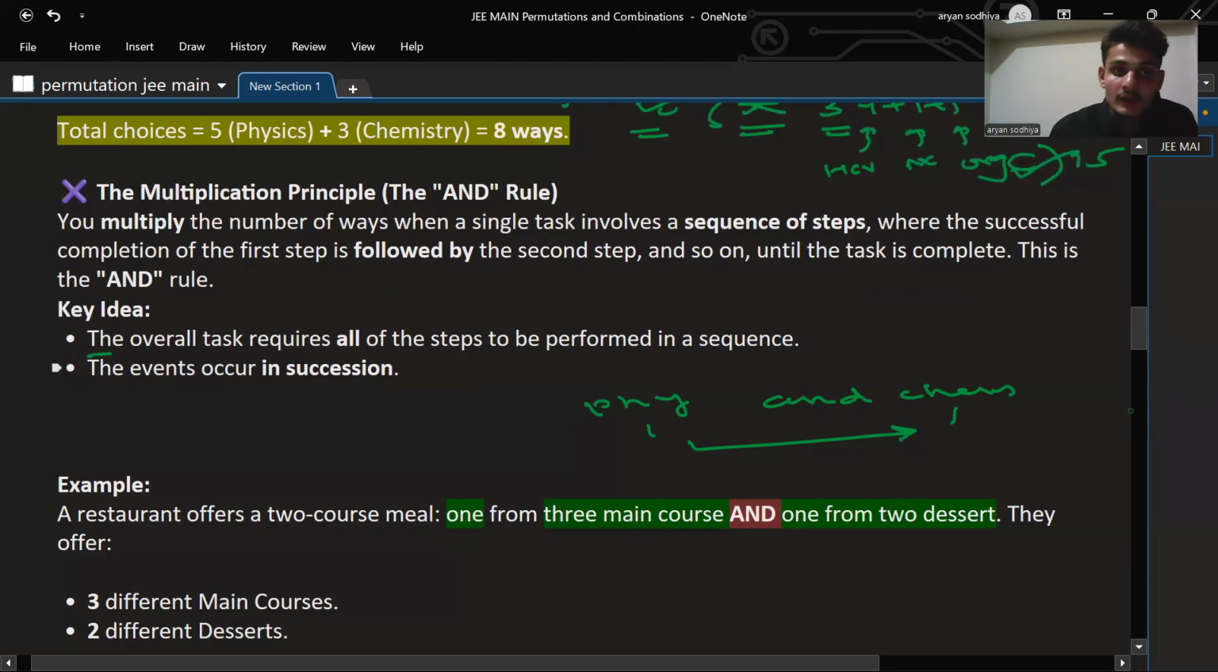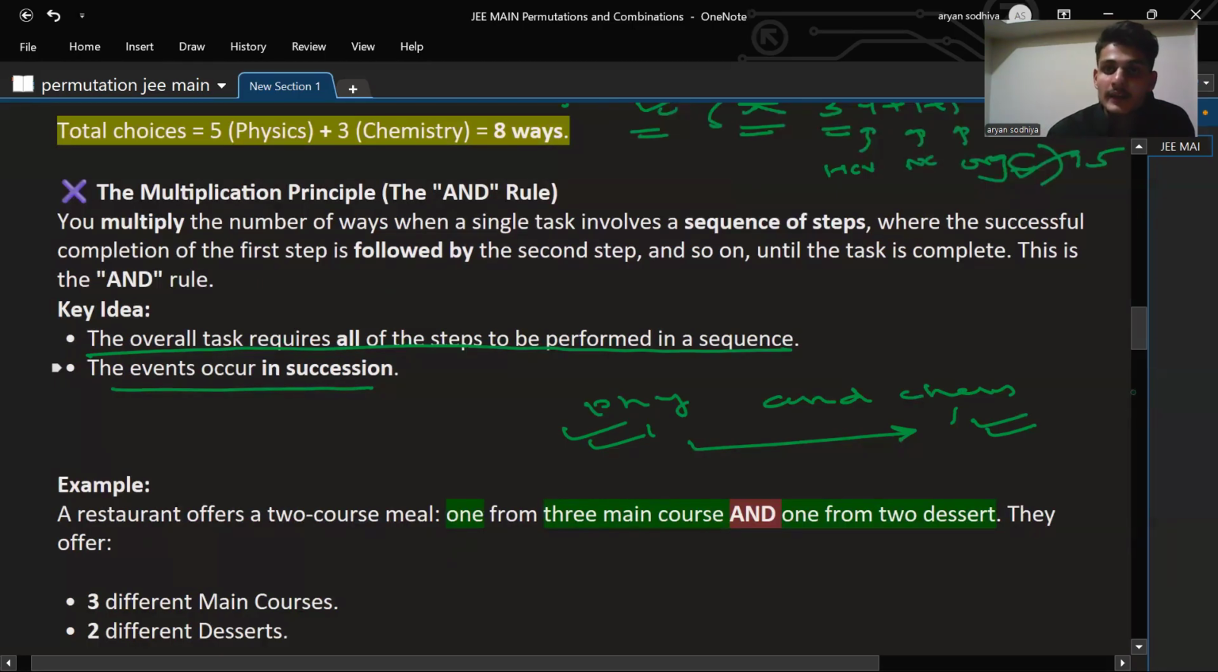So the overall task requires all of these steps to be performed in sequence. First, you need to do this task and then you need to do this task. So this is sequential. The events occur in succession. Then only is the task completed.